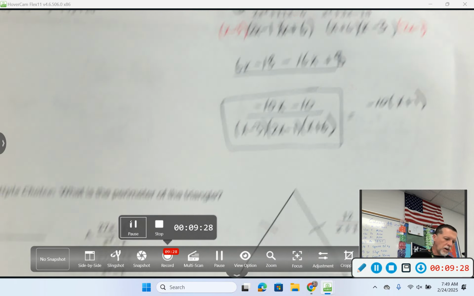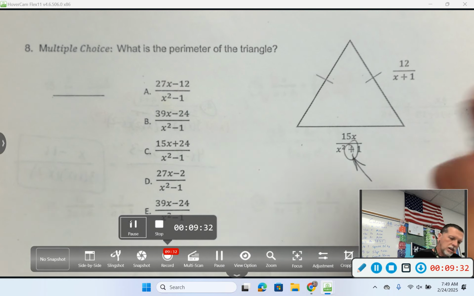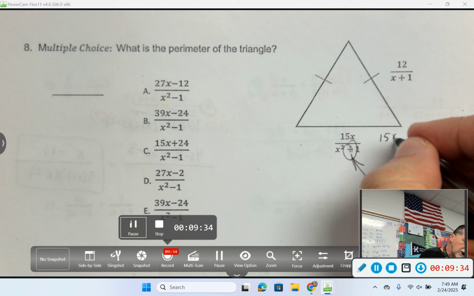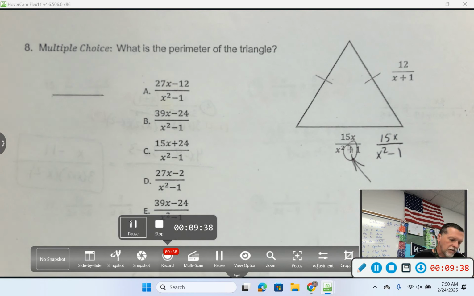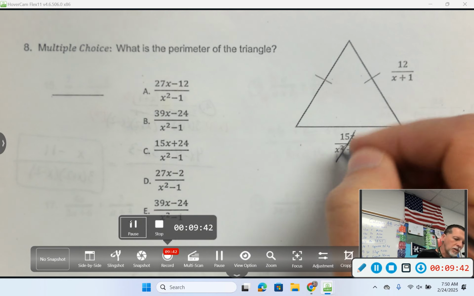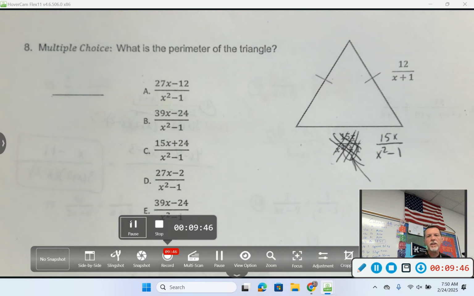All right, number 8 has a mistake on it, in keeping with the theme of today. That bottom side needs to be x squared minus 1. Otherwise, the answer wouldn't be there, and it would be a much harder problem. So forget x squared plus 1. Let's make it x squared minus 1. Why is that helpful? Because the other one's x plus 1. This one's x plus 1.